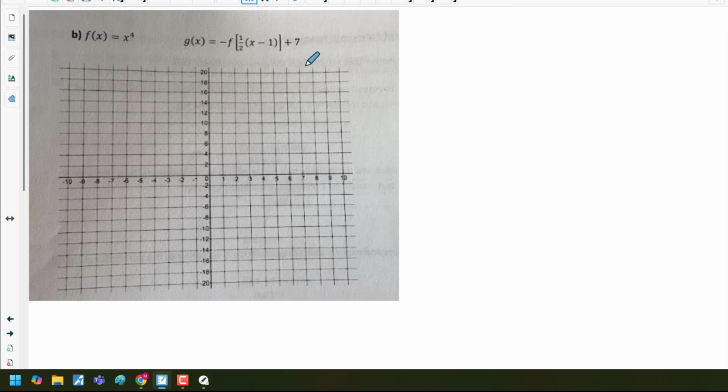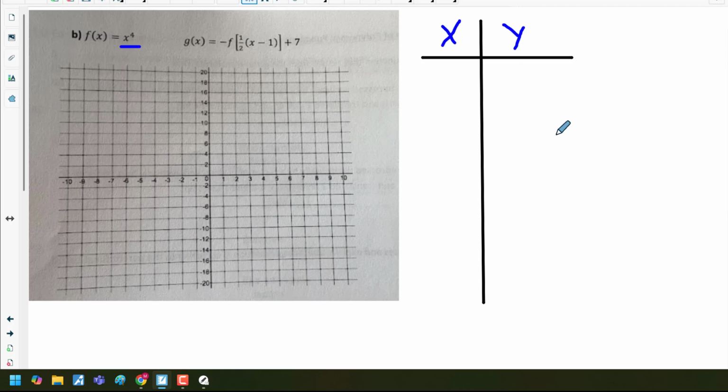Okay, pretty straightforward. Parent function is x to the power 4. So the first thing you always do is make a table of values for your parent function, and you usually have at least 5 key points, 0 being the center of them, and then you go above and below. So 2, 1, 0, negative 1, negative 2.